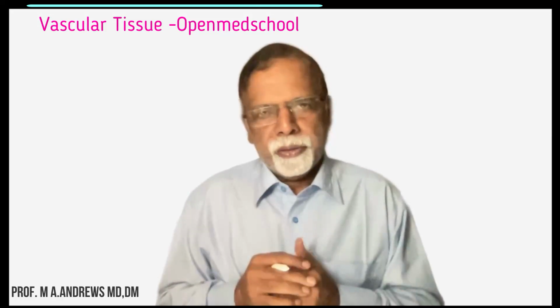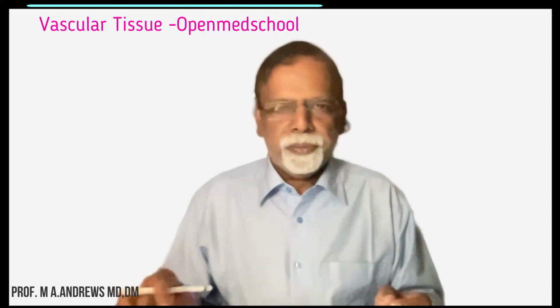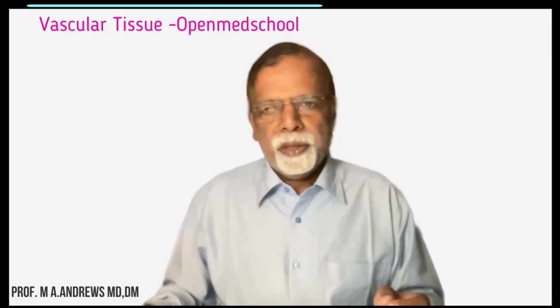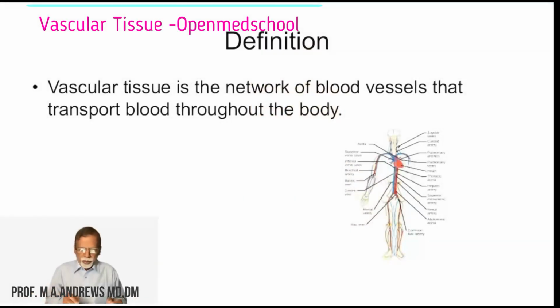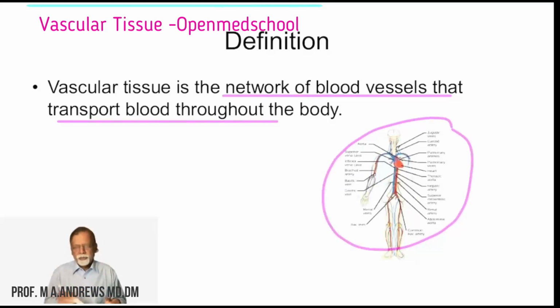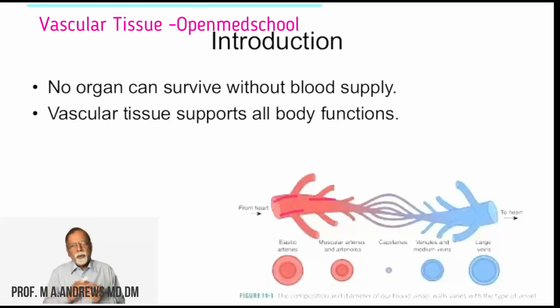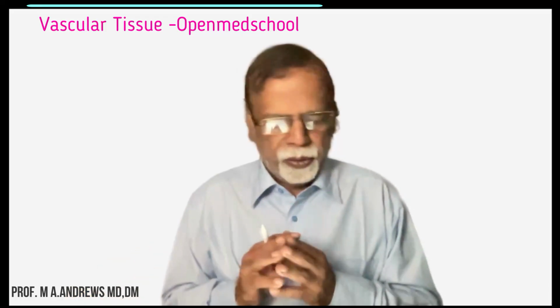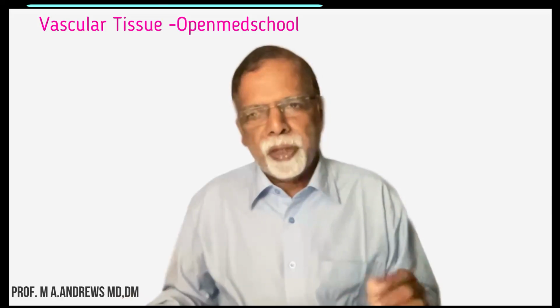So today I'll be discussing vascular tissue for the amateur students. So what is vascular tissue? Vascular tissue is the network of blood vessels that transport blood throughout the body. So here you can see the network of vessels. So that point is clear to you. No organ can survive without blood vessels. So vascular tissue is essential for the maintenance of life.